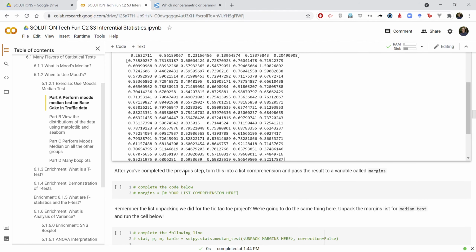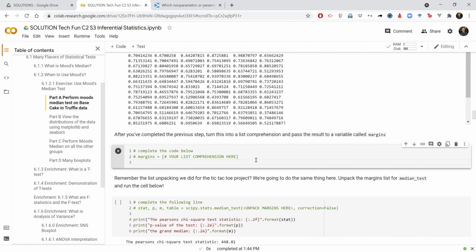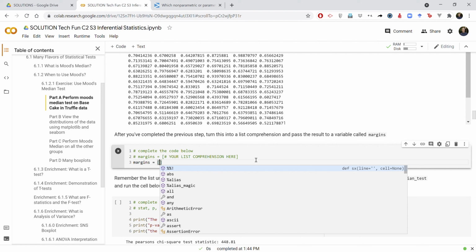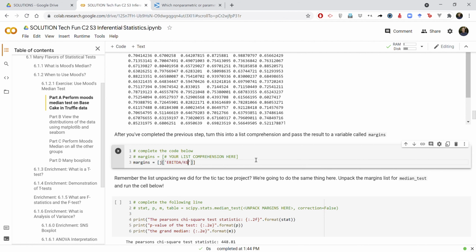After you've completed the previous step, turn this into a list comprehension and pass the result to a variable called margins. All right, so we'll do margins equals your list comprehension here. So we'll do just exactly what we did above, J EBITDA per kilogram dot values for I, comma J in group by GP.